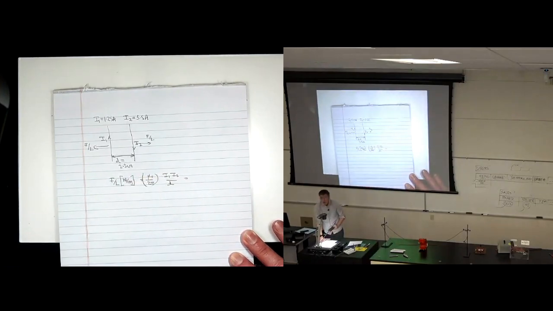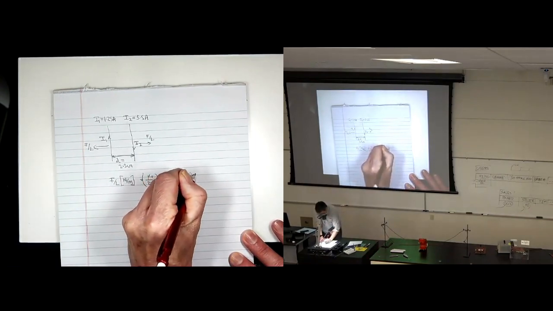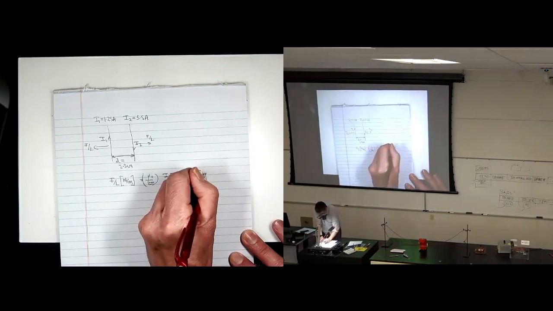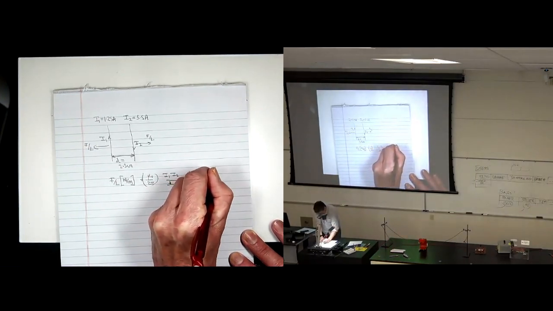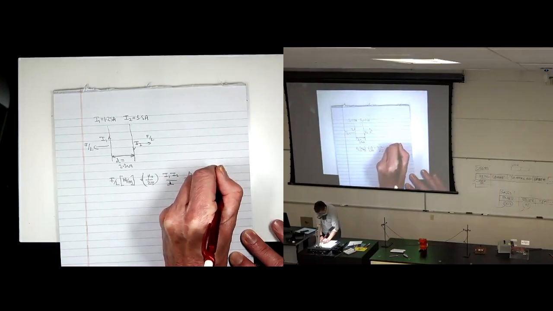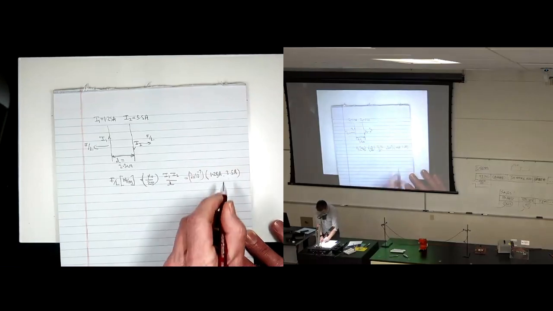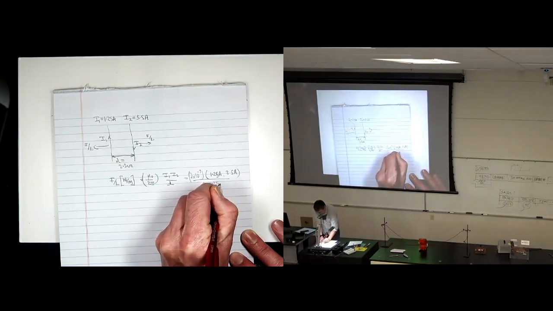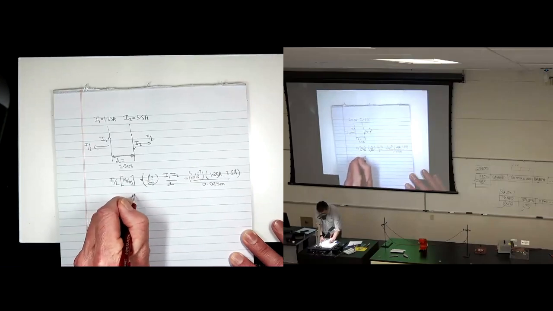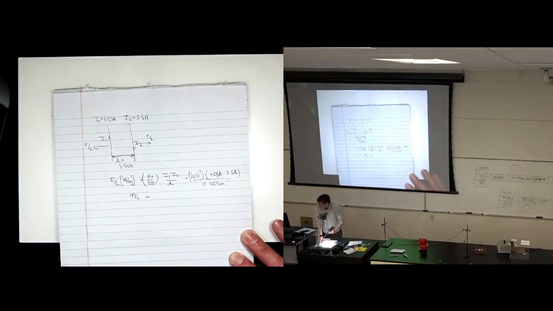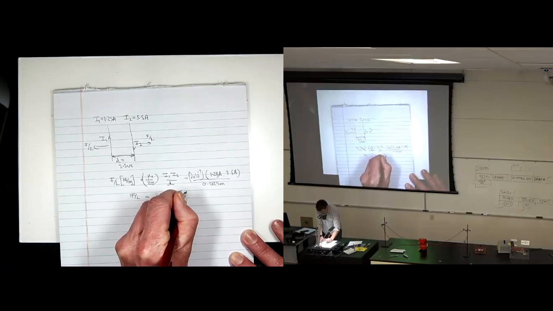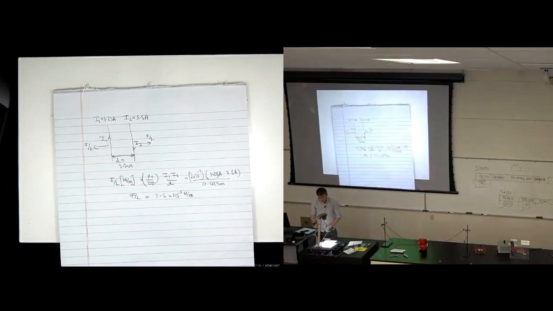Mu naught over 2 pi. Well, mu naught is 4 pi times 10 to the minus 7, divided by 2 pi, so this is just 2 times 10 to the minus 7. That's the constant of nature. We've got to multiply by the currents, so it's 1.25 amps, 3.5 amps. We've got to divide by the separation, 2.5 centimeters. I want to put it in meters, 0.025 meters. And then if I do that calculation, the answer I got was 3.5 times 10 to the minus 5 newtons per meter. That's the force per unit length.